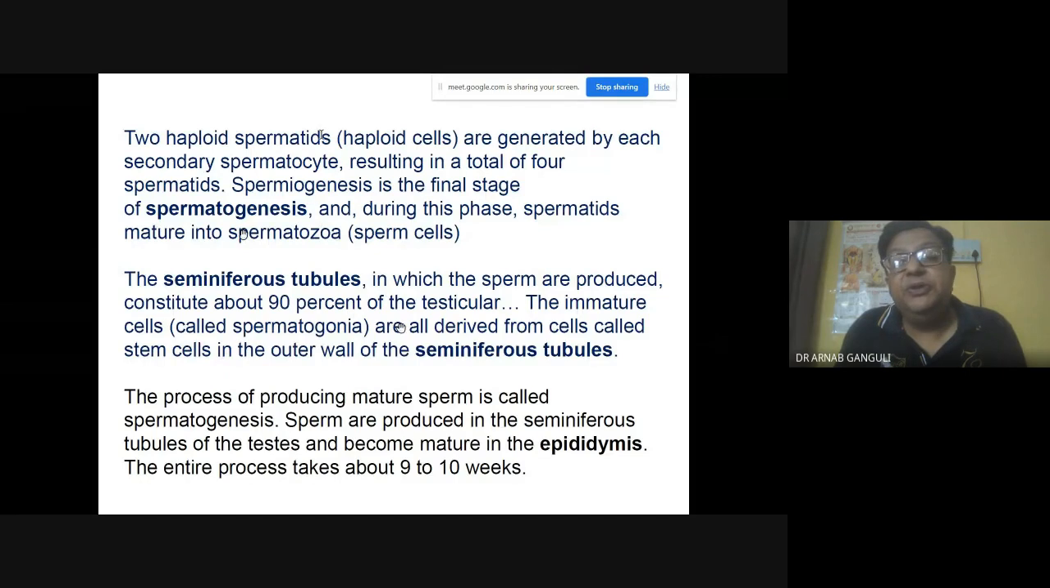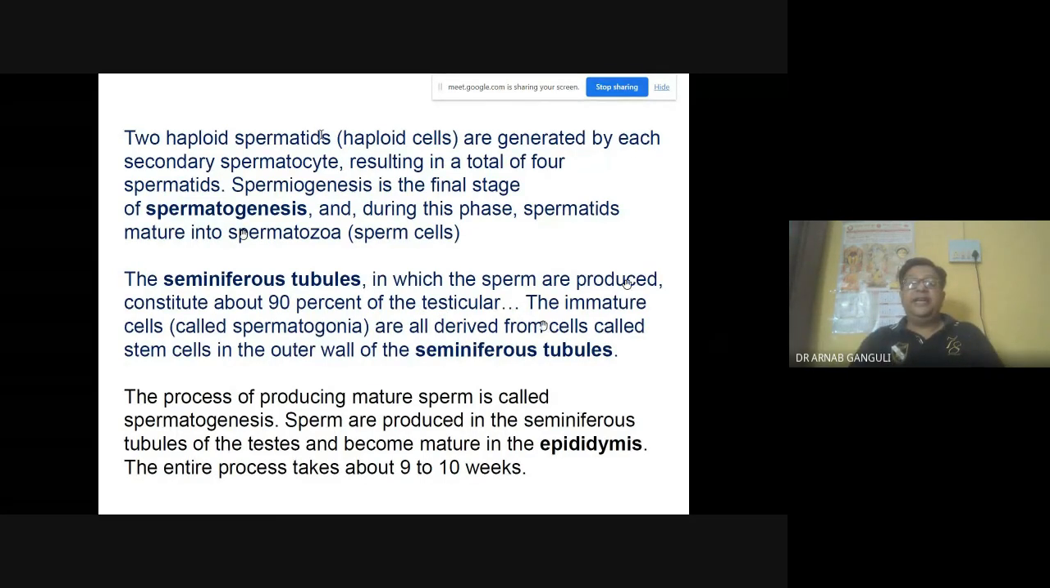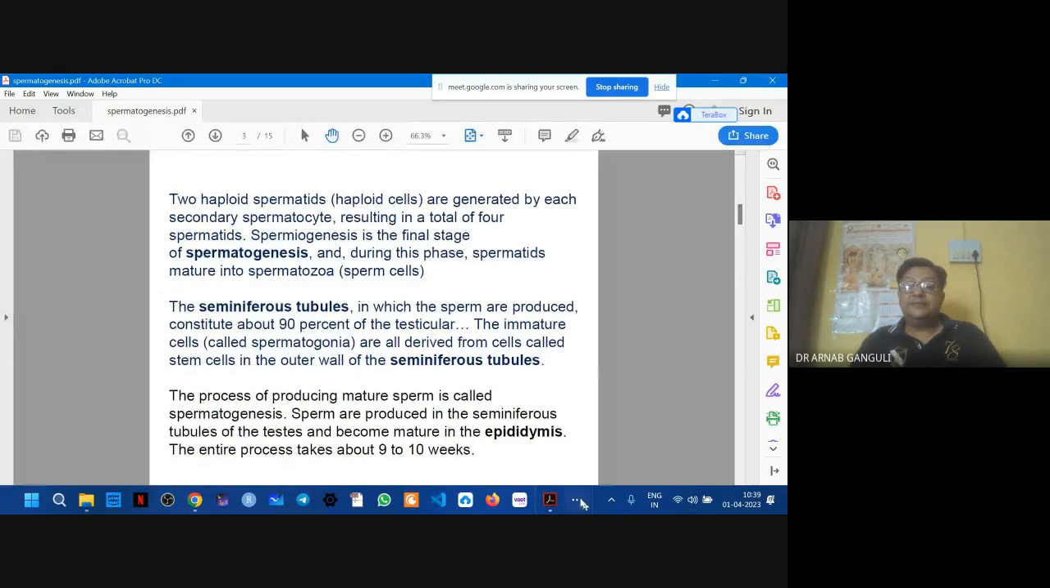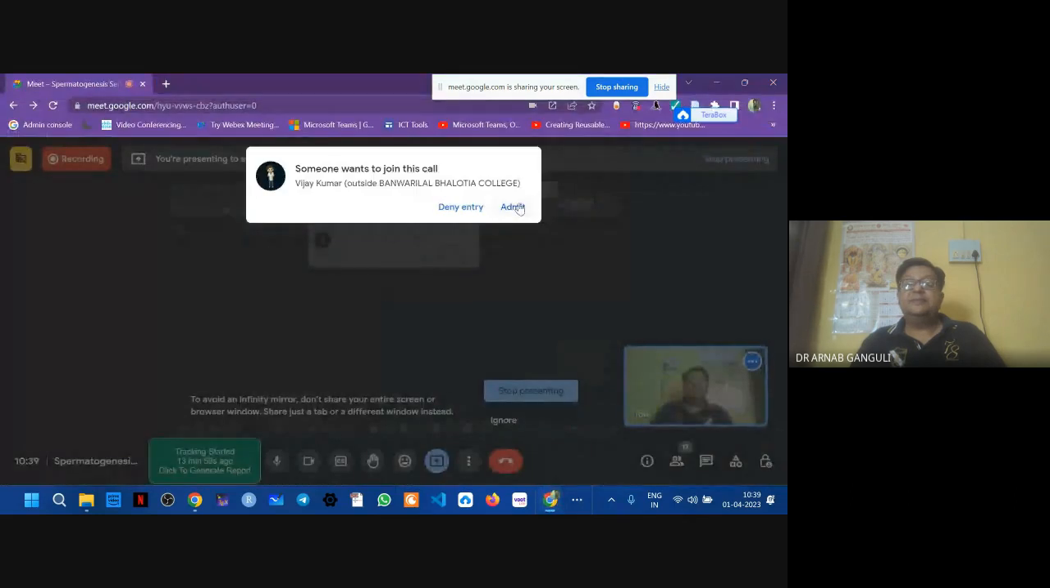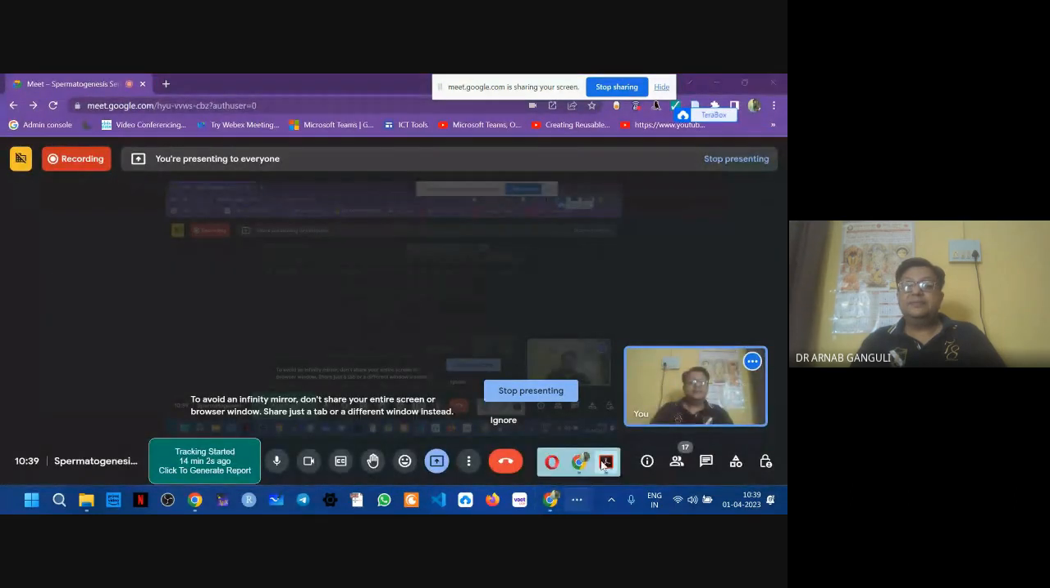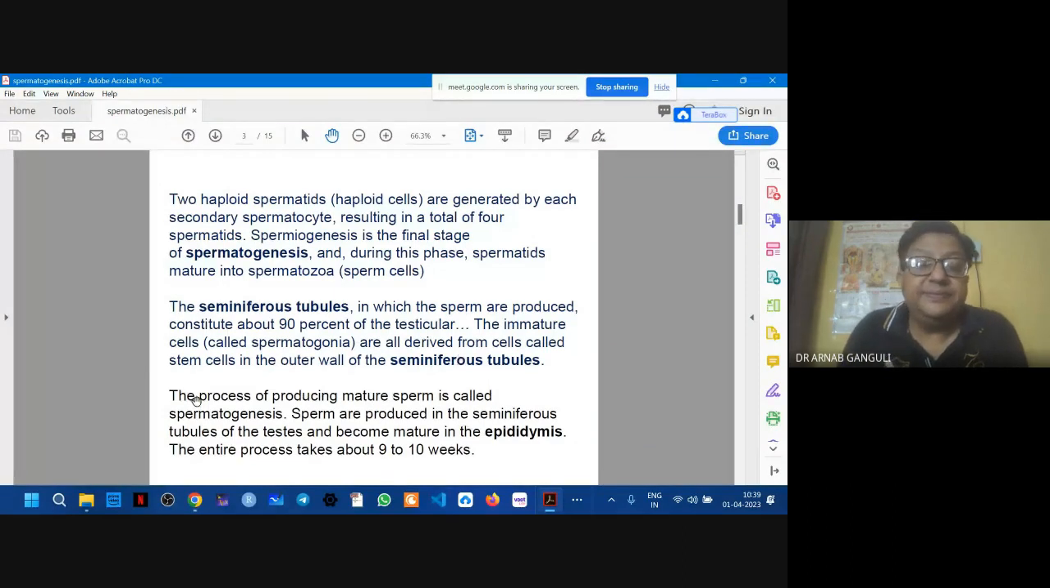The seminiferous tubules in which the sperm cells are produced constitute about 90% of the testicular region. The immature cells, also known as spermatogonia, are derived from cells called stem cells in the outer wall of the seminiferous tubules. These stem cells are sperm mother cells. So on these small tubes, they are on the walls. So the mature sperm comes towards the center.